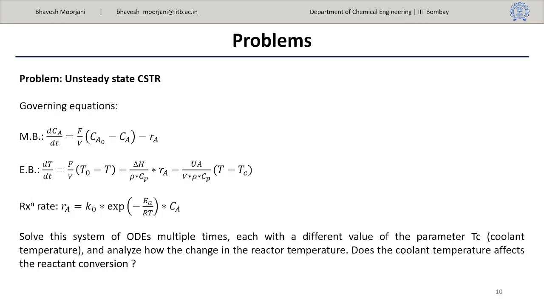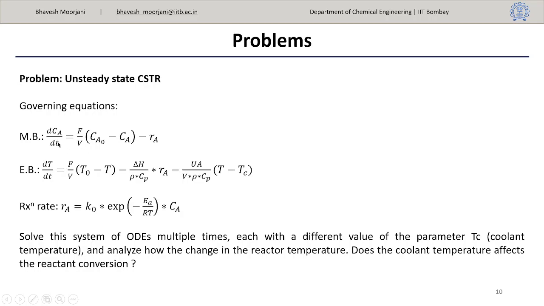Now, for the CSTR, if you perform the mass balance and energy balance, this is how it will look for an unsteady state component. In the previous lecture, we saw we had only this portion where dCA by dt we had considered zero, right? Because it was steady state. We also did not consider the time component, right? But right now we have both the mass balance as well as the energy balance.